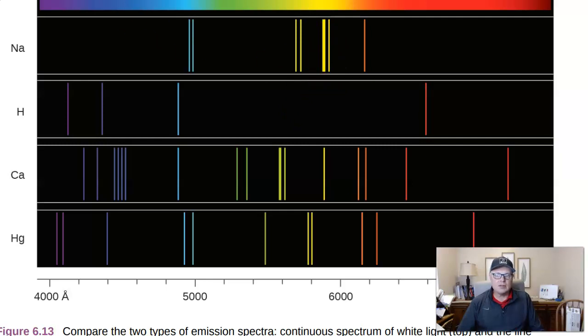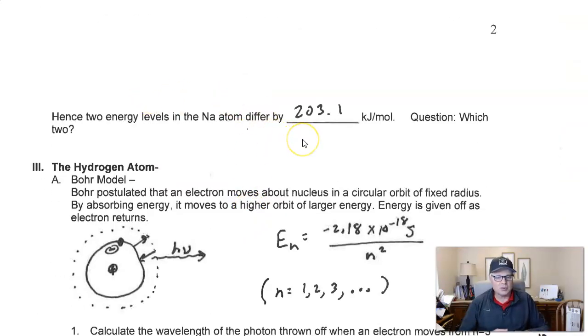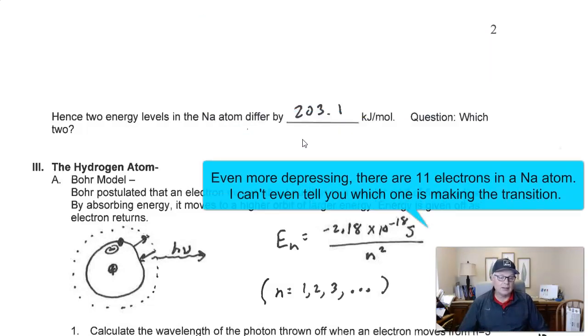But we still have a bit of an issue here. Which two energy levels differ by 203.1? Is it 1 and 2? Is it 2 and 3? Is it 1 and 4? Is it 10 and 17? Is it 5,260 and 6? Don't know. At this point, I know there are two energy levels in the sodium atom that differ by 203.1 kilojoules per mole, but I can't tell you the top one. I can't tell you the bottom one. And I don't even know which two they are. So there are still quite a few questions to be answered here.